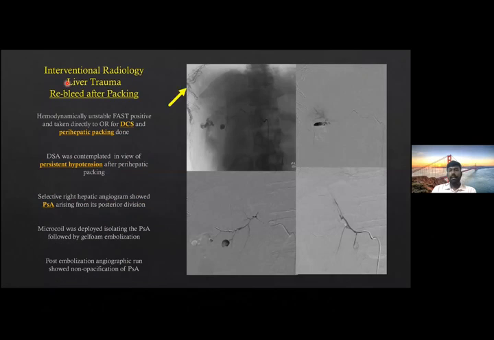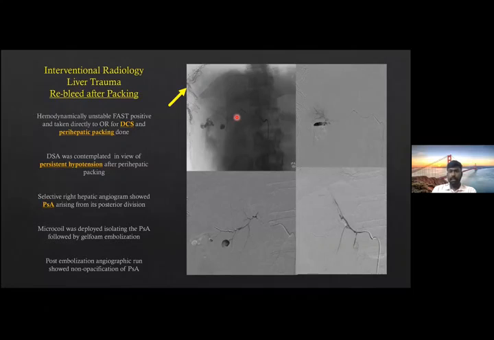So here we can see another aspect of interventional radiology in liver trauma, which is re-bleed after packing. Let's say a patient is hemodynamically unstable. The patient went in for a damage control surgery, and a perihepatic packing has been done, which can be seen here. These are the gauze, which can be seen in this damage control surgery, and still the patient is hemodynamically unstable. So since we know the organ which is injured, as it has been found out during the surgery, we can go ahead and directly cannulate the hepatic artery and no need for a CT angio.